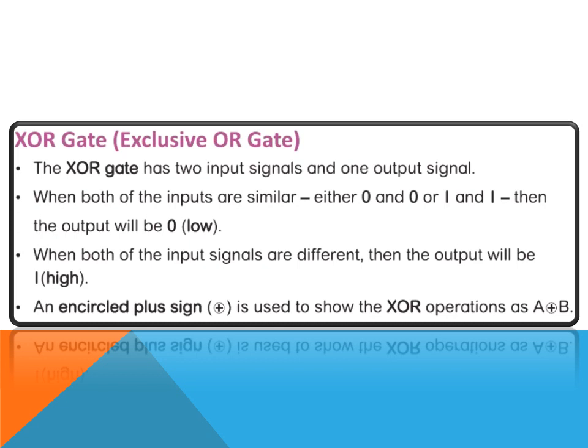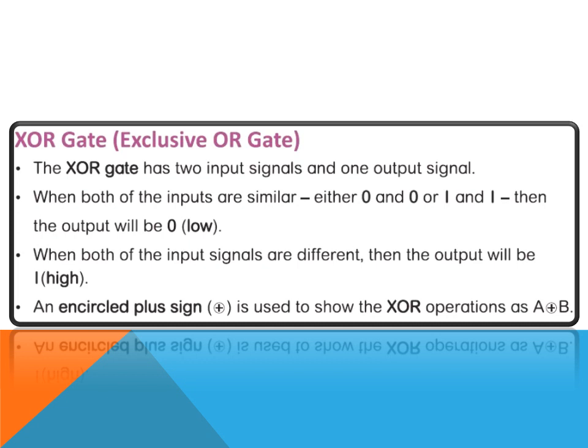When both of the inputs are similar, that means either both are 0 or both are 1, then the output will be low, that means 0. When both of the inputs are different, that means the inputs are 0 and 1 or 1 and 0, then the output will be high, that means 1. So just remember this: in XOR gate, if both the inputs are same, then the output will be 0. If both the inputs are different, then the output will be 1.